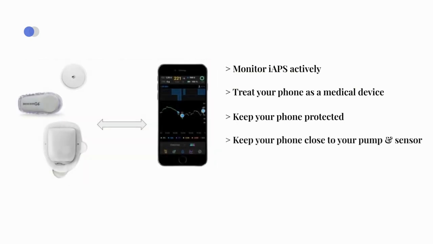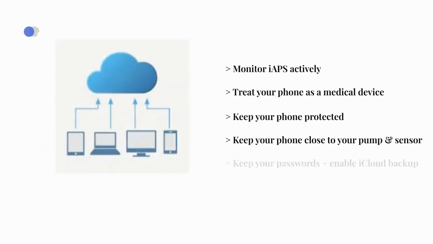Proximity to pump and CGM. Keep your mobile phone in close proximity to your insulin pump and CGM. It should be within the recommended distance, which is usually within 5 meters or 15 feet for the CGM, to maintain a reliable connection.